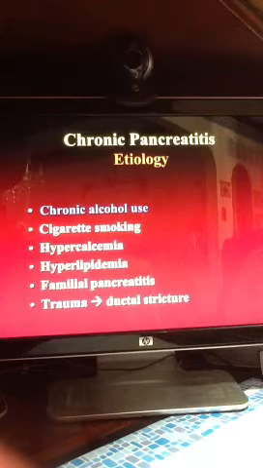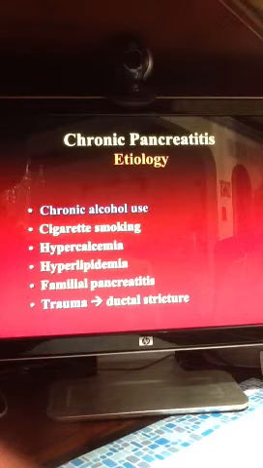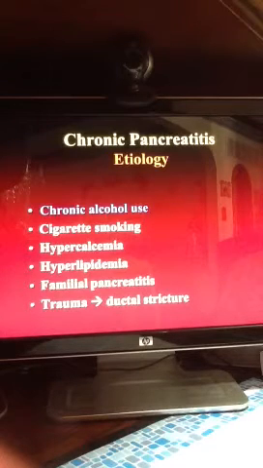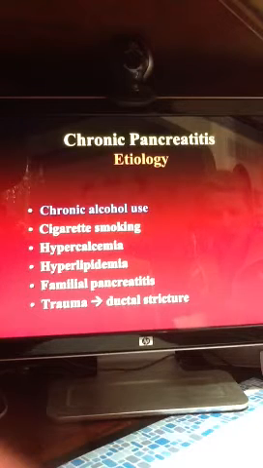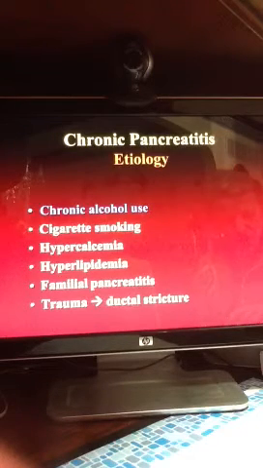There are a few cases when chronic pancreatitis happens because of hypercalcemia, hyperlipidemia. There is a familial pancreatitis. You can have trauma of a duct that causes stricture to develop during the process of healing. So those are some less common reasons for chronic pancreatitis. Typically, it's chronic alcohol abuse, and cigarette smoking has an additive effect to the damage.